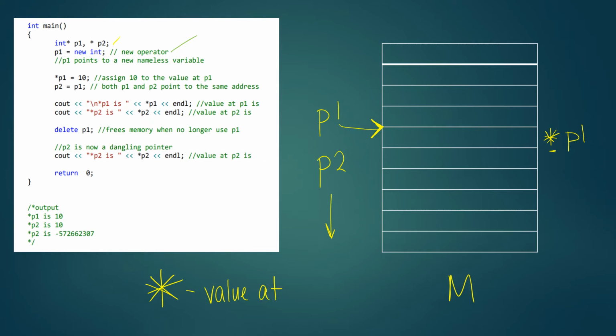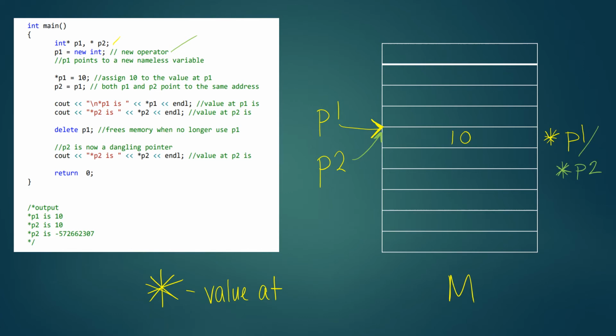So the next statement assigns 10 to the value at P1. So 10 will be assigned to the value at P1. And now the next statement says P2 equals P1. So P2 will now point to this same location in memory. So we now have two pointers that point to the same location in memory, and we can access it in our program by either using the value at P1, or we could use the value at P2. They are going to both be the same variable.